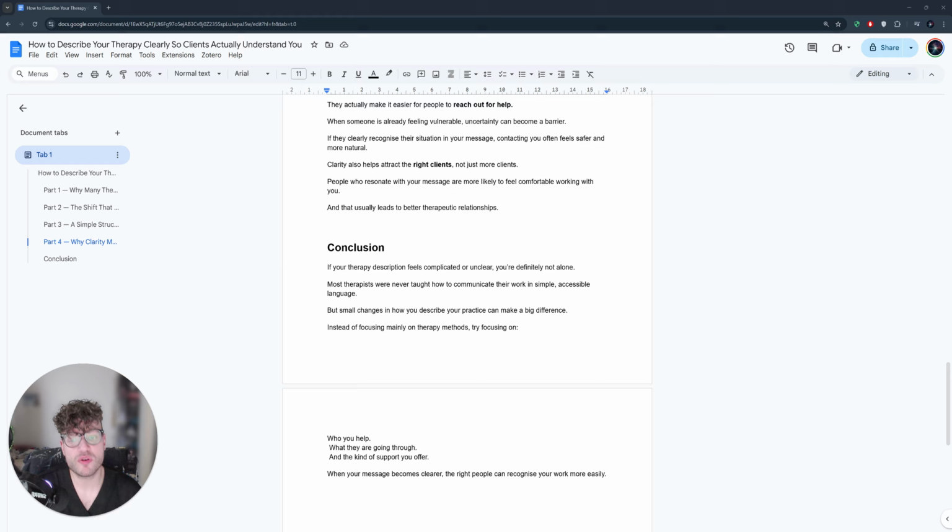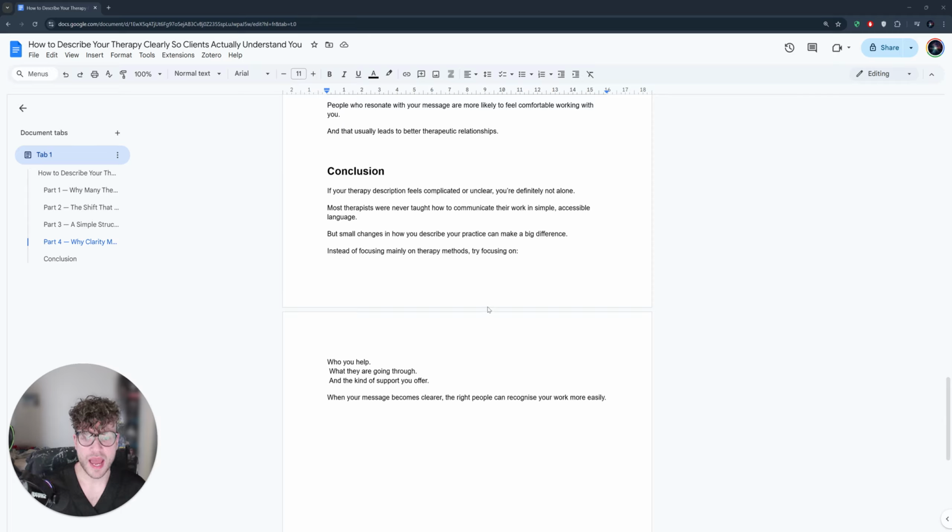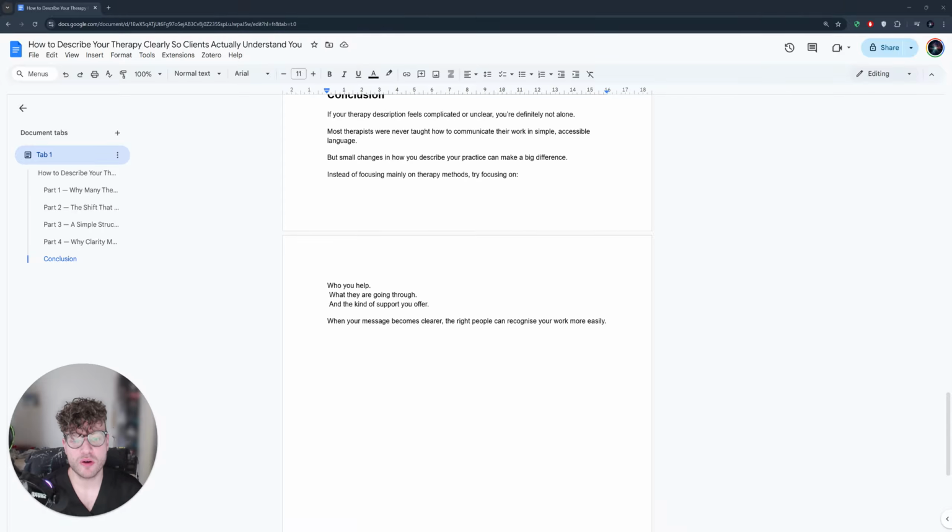So if your therapy description feels complicated or unclear, you are definitely not alone. That's a common problem, because many therapists were never taught how to communicate their work in simple, accessible language. But small changes in how you describe your practice can really make a huge difference. So instead of focusing mainly on therapy methods, just try to focus on who you help, what they are going through, and the kind of support you offer, and provide them a simple next step. When your message becomes clearer, the right people can recognize your work more easily and will potentially contact you to work with you.